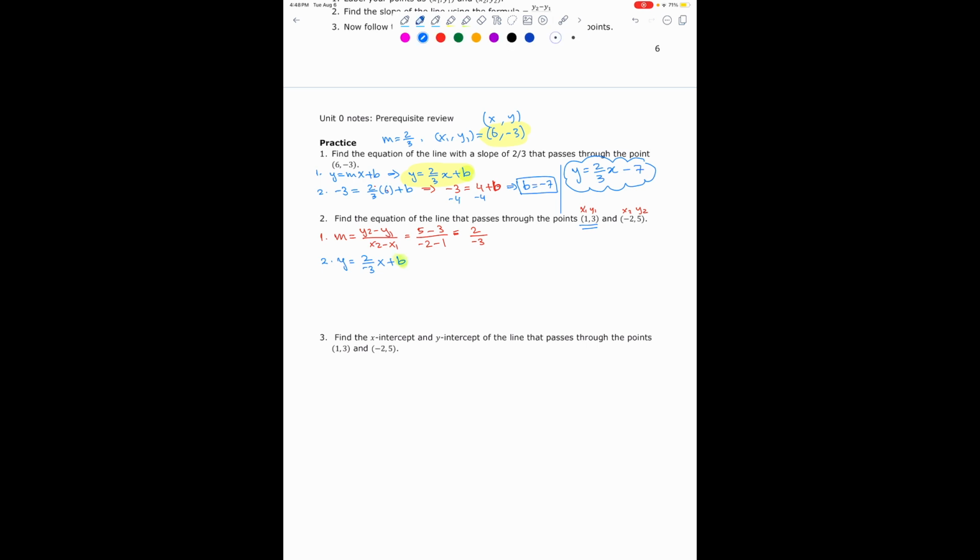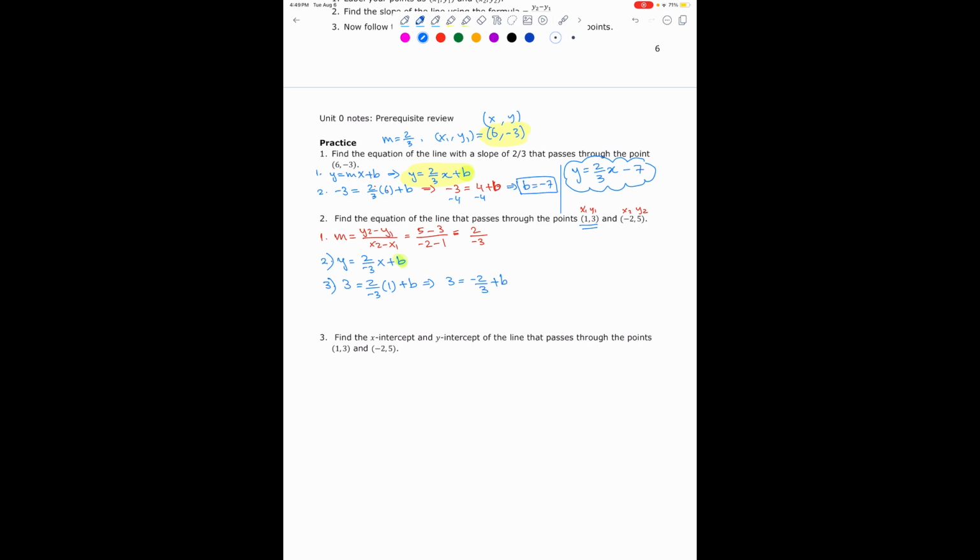So I will plug the first equation in. I will plug the y and x in place. So step number 3: y is 3 equals 2 over negative 3 times 1, which is the x, plus b. Now I'm going to solve this equation. So that will give me 3 equals negative 2 over 3 plus b.